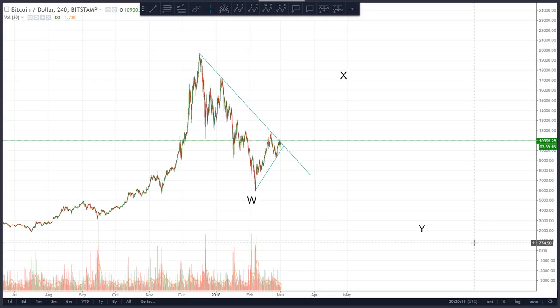As you can see, my standard WXY annotation is on the chart just because this is where I believe it's going. I've mentioned this in all my previous videos. So if it did turn out to be this WXY, it would be an exact replica of what Bitcoin did in 2014.